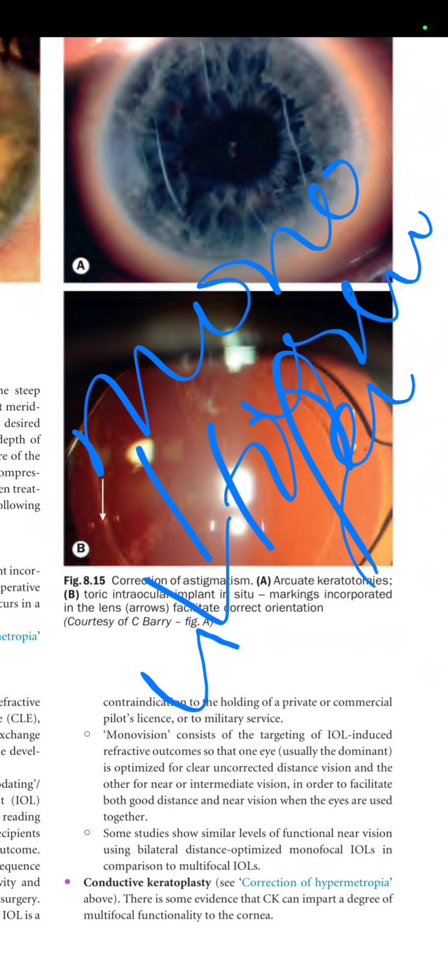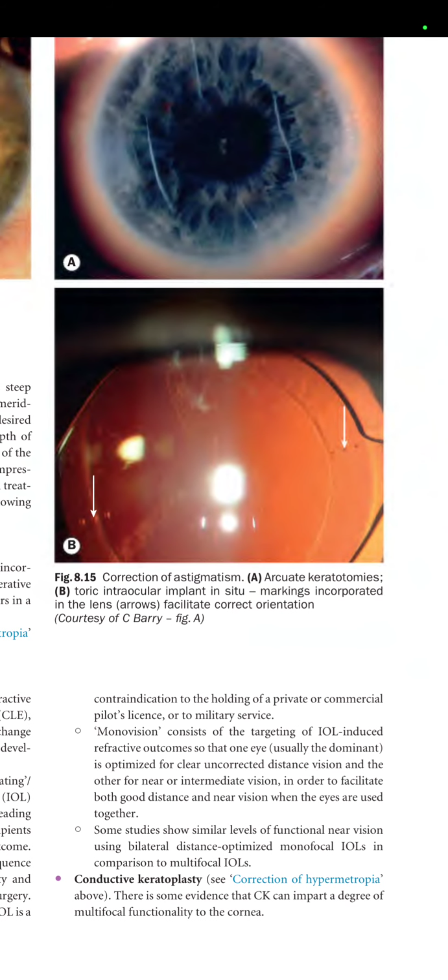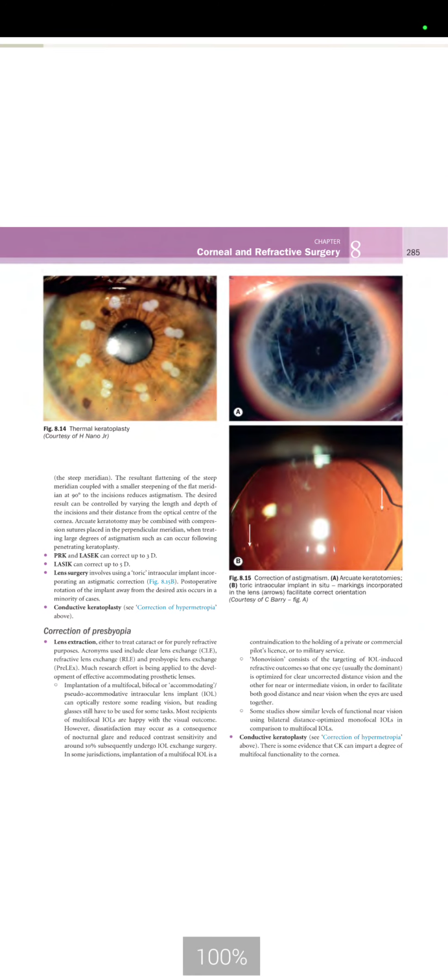Some studies show similar levels of functional near vision using bilateral distance-optimized monofocal IOLs in comparison to the multifocal IOL. Conductive keratoplasty: there is some evidence that CK can impart a degree of multifocal functionality to the cornea.